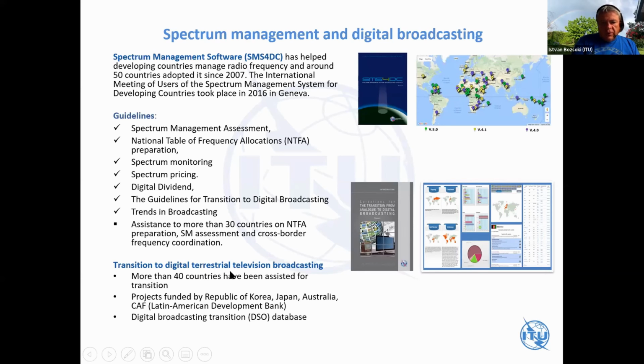Related to the transition to digital terrestrial television broadcasting, we assisted more than 40 countries, and 10-15 countries were from the American region. This is what I'm mentioning here, the projects funded by the Republic of Korea, Japan, Australia, and the Latin American Development Bank. And we also have the digital broadcasting transition database. You can find the picture here, and each time I'm presenting somewhere, I'm asking people to please update, because we have the database, but we cannot update it ourselves. So we need the information from you.